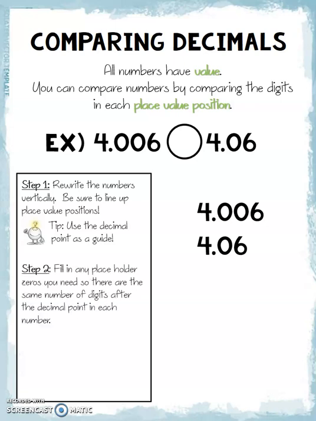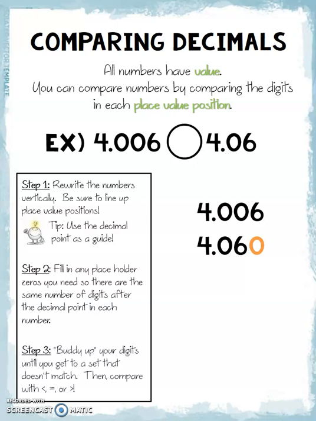Next, I'm going to fill in placeholder zeros so that I have the same number of digits after the decimal point in each number. In this particular example, I need to add one placeholder zero in my second value, 4 and 6 hundredths. So I'll put a placeholder zero there. So now I have 3 digits after the decimal point in both numbers. Finally, just like with whole numbers, I'm going to move place value position by place value position and buddy up my digits until I find a set that doesn't match. Then I can just compare that digit.